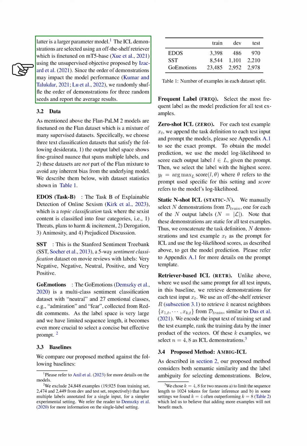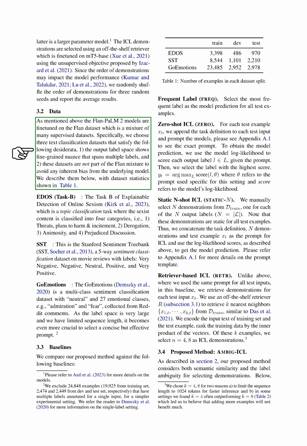Finally, we tested our method on 3 text classification datasets that met certain criteria. The output label space needed to show fine-grained nuance that spanned multiple labels, and the datasets could not be part of the Flan mixture to avoid any inherent bias from the underlying model.